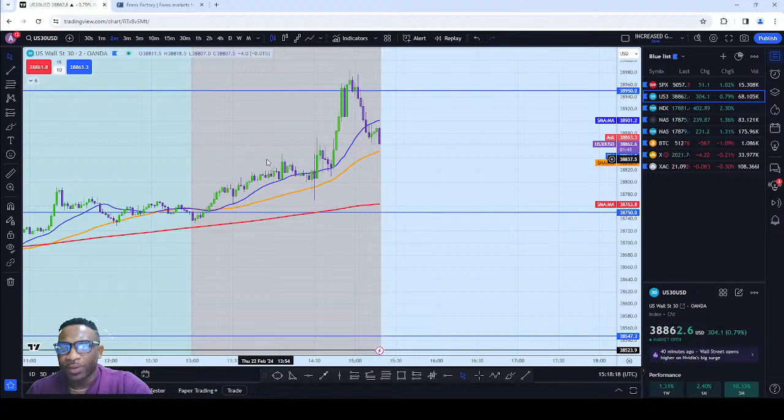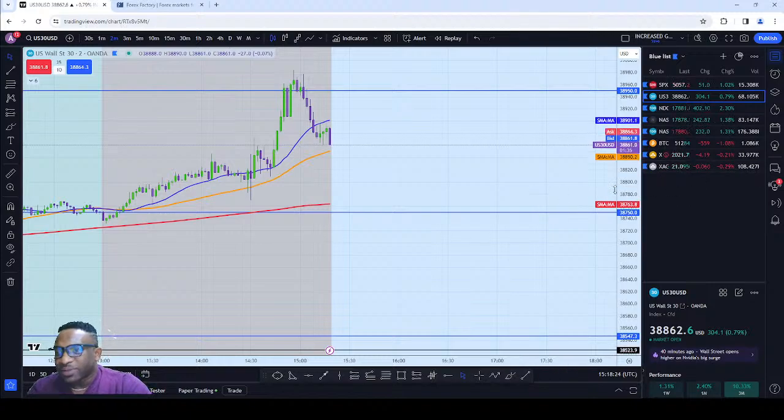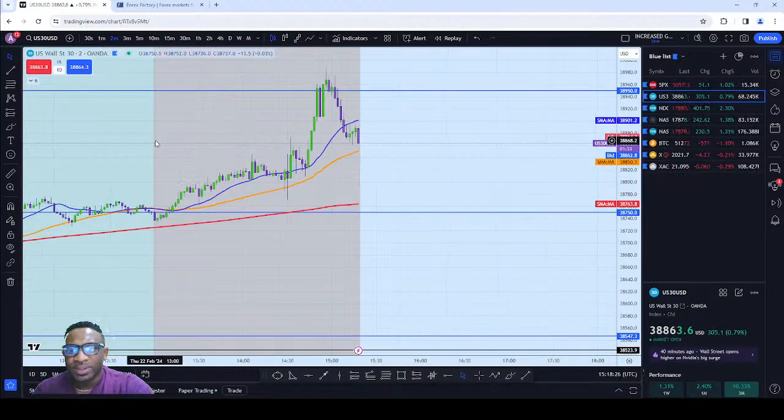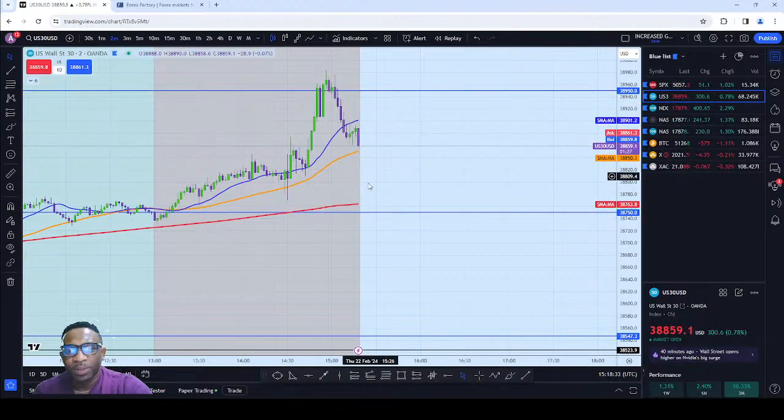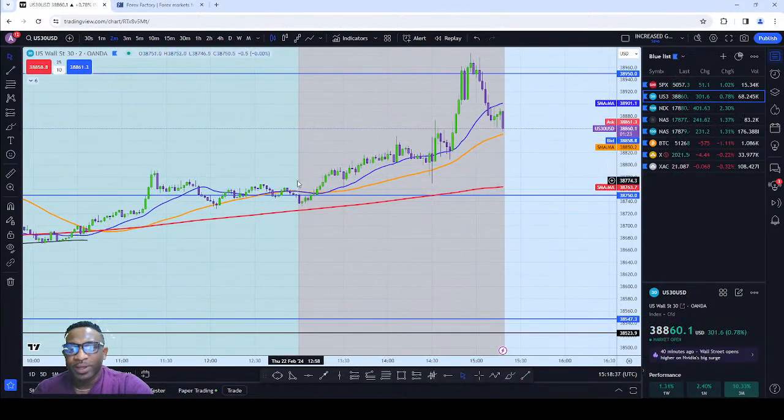Okay, so now let's look out to see if we can find something to hop on this afternoon. So we are on US 30. As I said, it's already been to this high and it's pulling back. Just as we already know, those of us who have been with me for this time, you know what you look out for anytime you sit behind your screen.